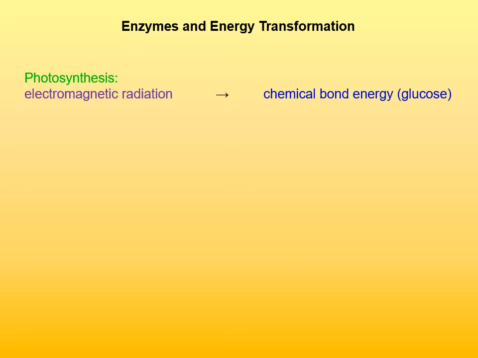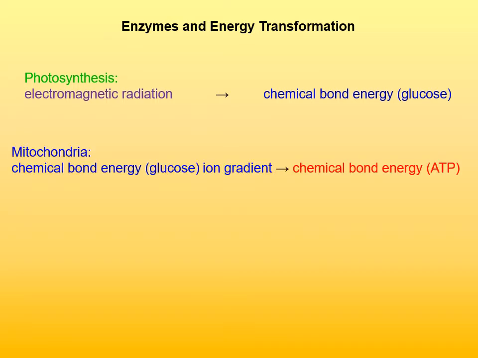There are different types of biological transformations that enzymes are involved in, and one important type is energy transformation. For example, enzymes are involved in photosynthesis, where energy of electromagnetic radiation is converted into energy of chemical bonds, where glucose is synthesized, a molecule that has relatively high energy chemical bonds. And then in the next stage in mitochondria, that chemical bond energy of glucose is converted into an ion gradient, and that's also catalyzed by enzymes.